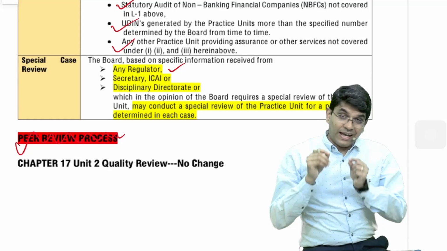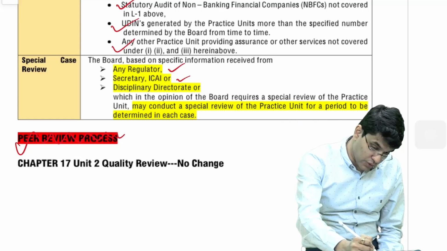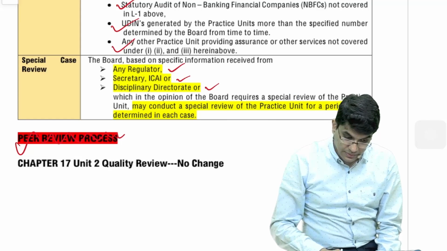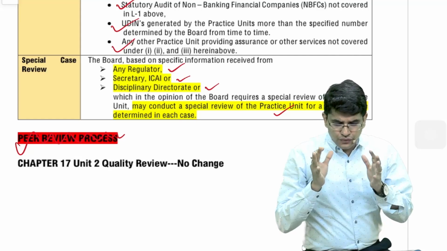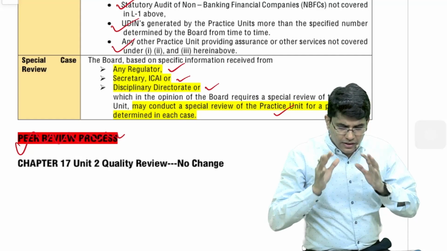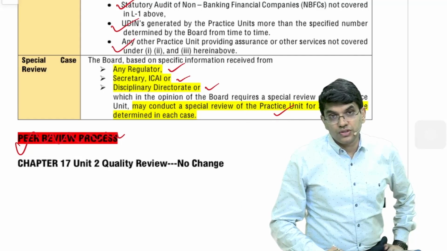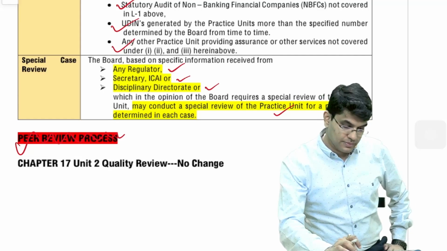PRB can get information from the regulator, below that maybe the secretary of ICI, or below that the disciplinary directorate, and after receiving the information they may feel that this firm is doing something grossly wrong, they can announce a special case review. Special review. So this is very interesting. A special review can be announced after receiving information from these guys.